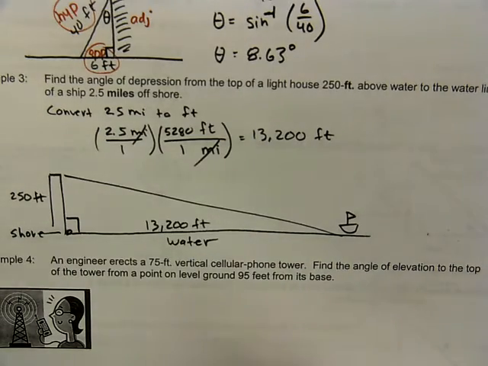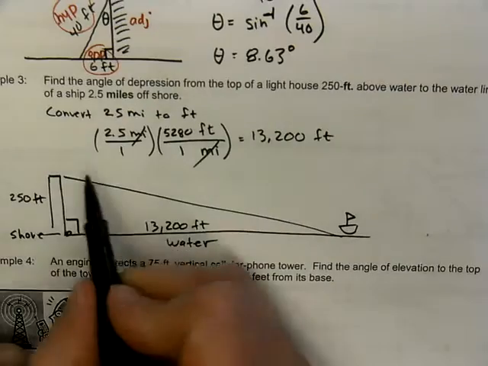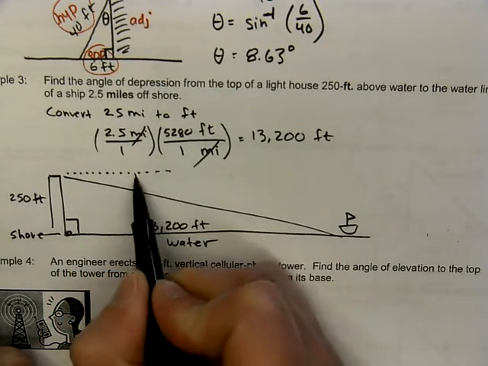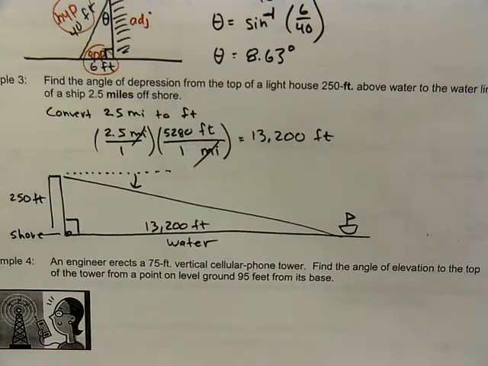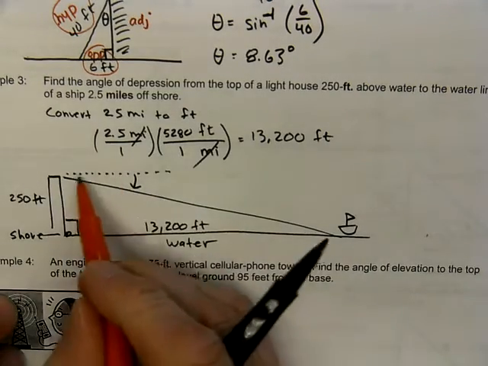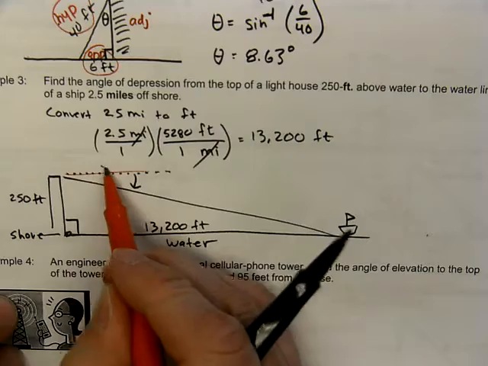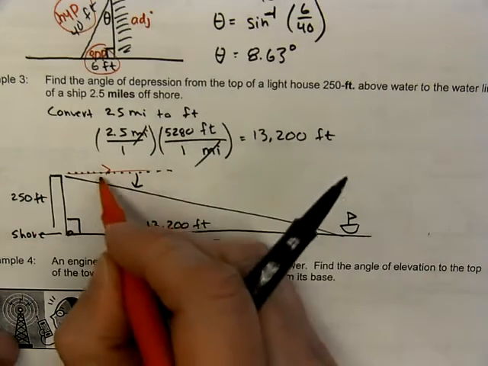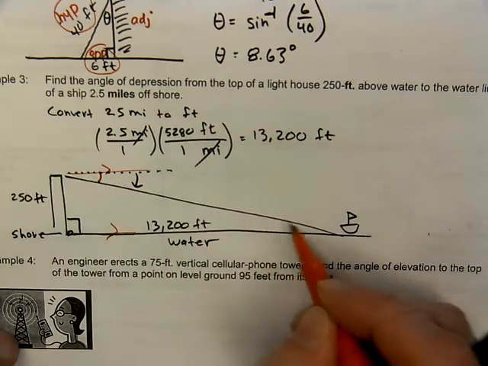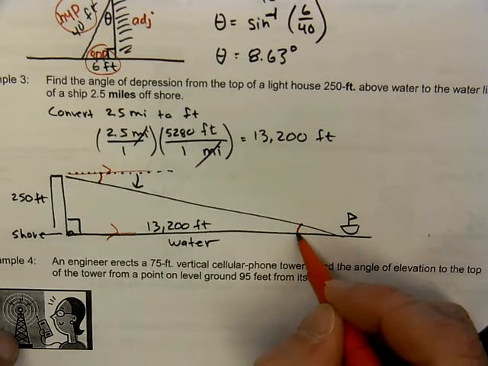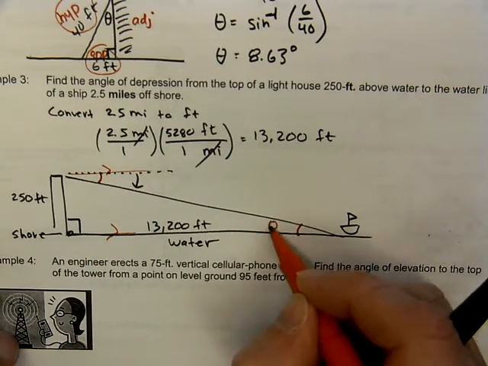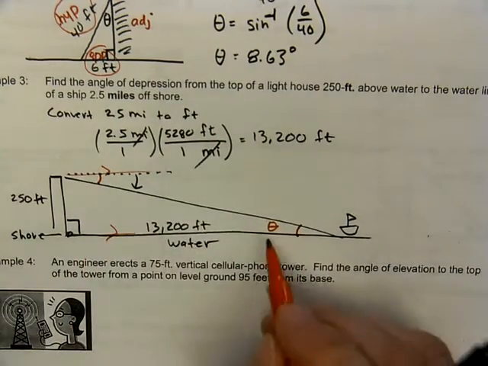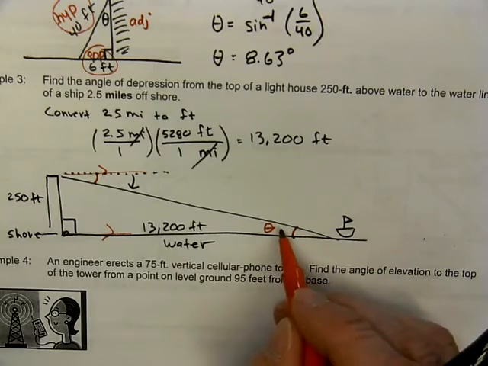Now they're asking us to find the angle of depression. Remember, that is your angle formed by this horizontal reference line looking down. That's your angle of depression. But again, we've learned that these are parallel, and this is your transversal, which means that this angle of depression is in fact the same as this angle of elevation over here. So this is the angle we want to find, and it will be the same size as the angle of depression. This was our reference angle.